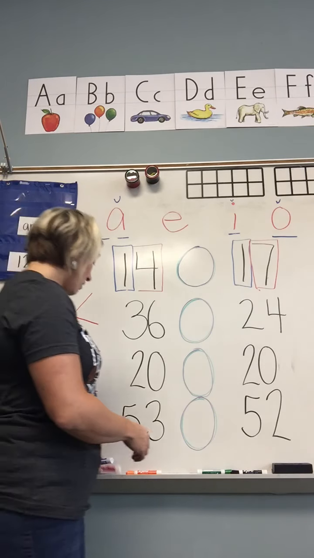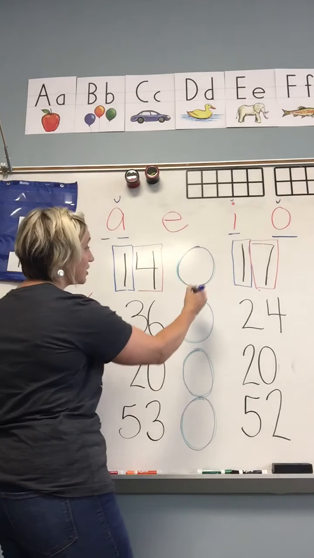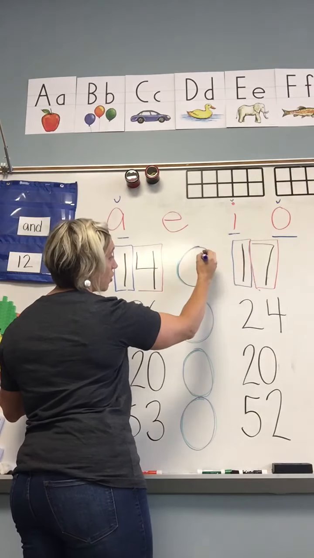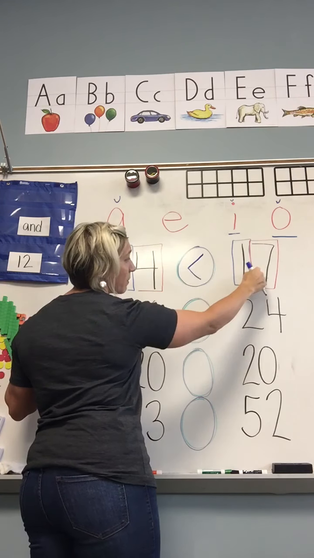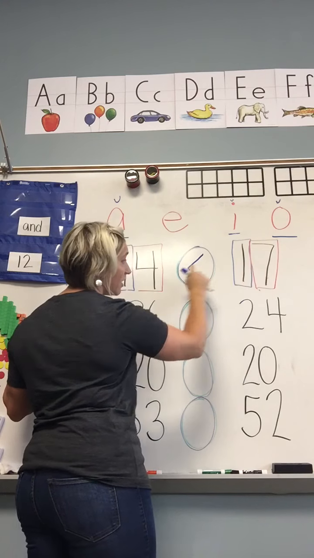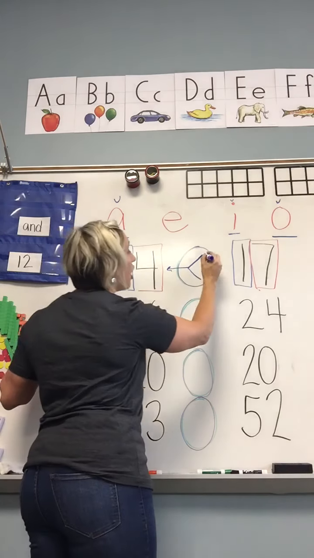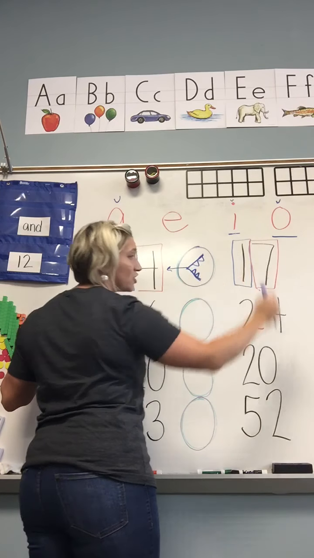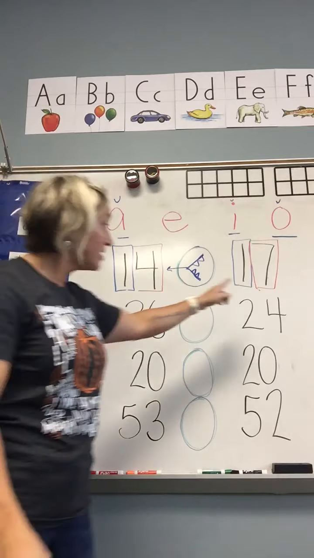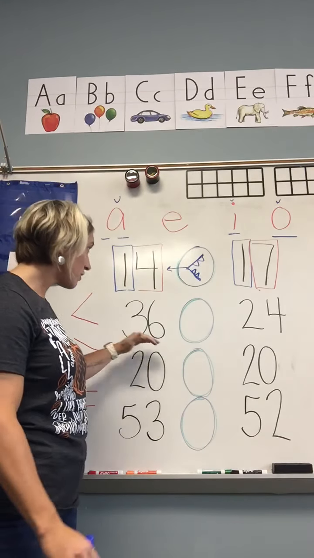So when I make my symbol, I want to make sure that my alligator or my less than symbol is pointing toward eating the 7. Do you see how the point is pointing toward the less? And the open alligator is what I like to call it, is going to try to eat. He's super hungry. He wants to eat the largest number, the greatest number. Okay, let's look at the next one.